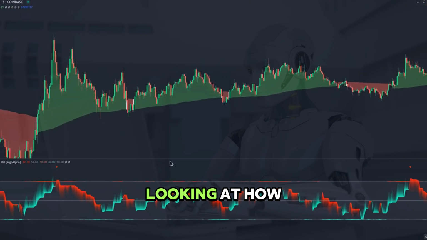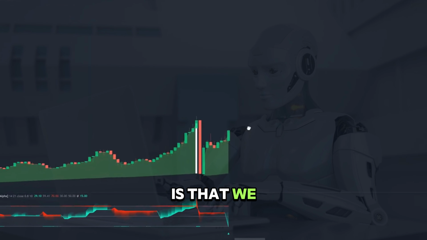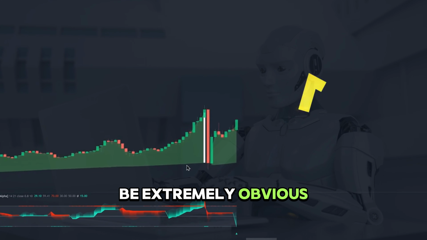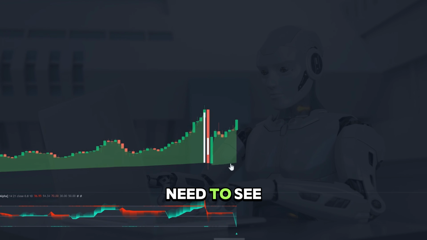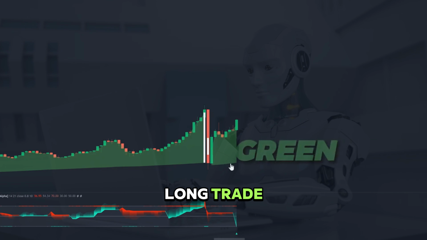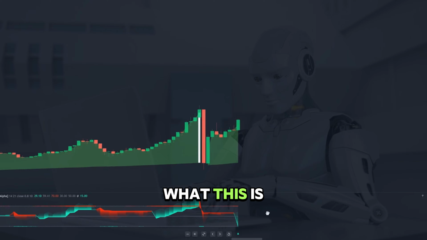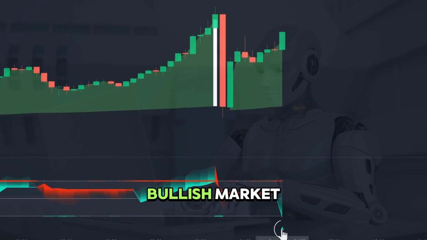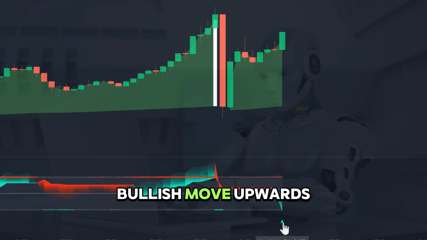Let's start by looking at how we enter a buy trade. The first thing that we want to confirm is that we are in a bullish trend, and that will be extremely obvious to you because the indicator will be green. The only other thing that we need to see to be confident of entering a long trade is a buy signal being presented by the Supertrended RSI. What this is basically telling you is that you are in a bullish market, but the market has made a pullback and is primed to continue its bullish move upwards.